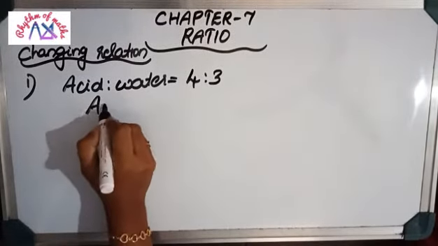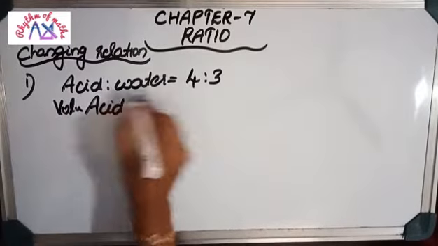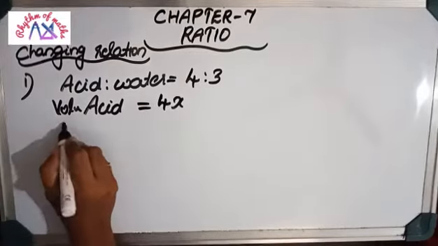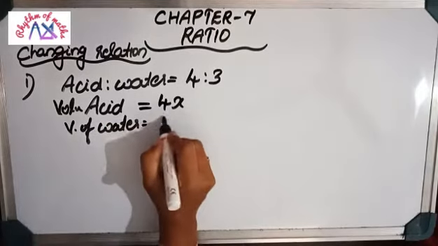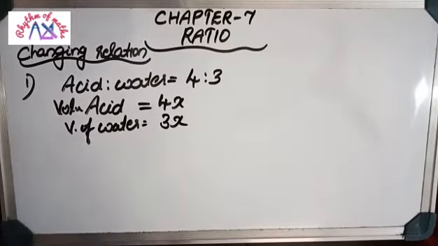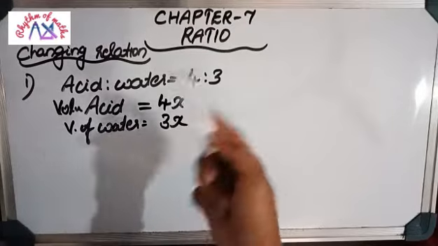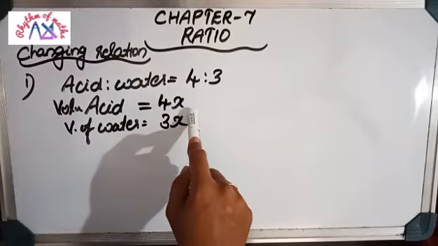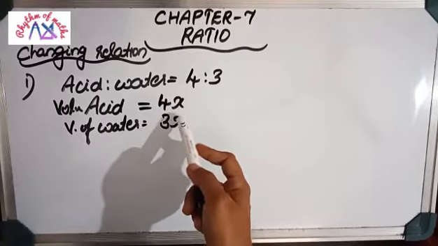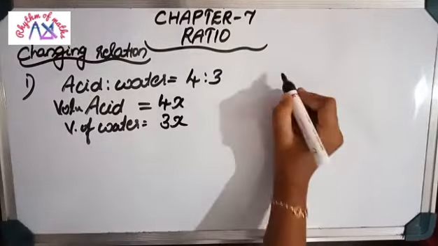So first let's write the quantity of acid. Volume of acid equal to what? It is 4x. Next is volume of water. Volume of water will be what? It is 3x. Now it is given that after adding 10 liters of acid into this particular quantity of liquid, where already 4x liters of acid is there, the new ratio is 3:1. Okay, new ratio 3:1 is given.